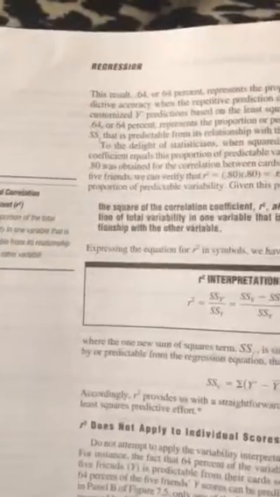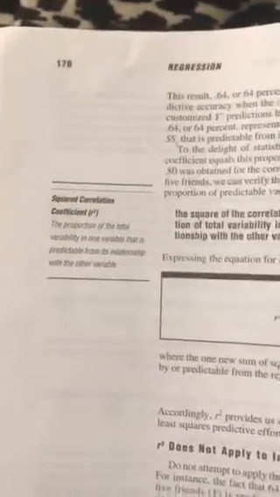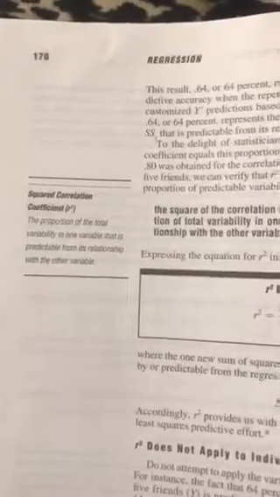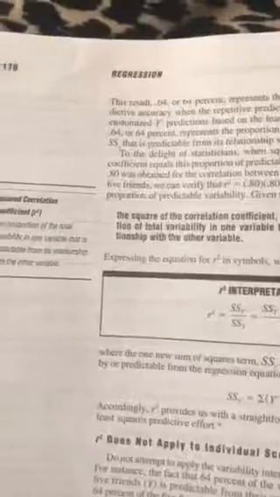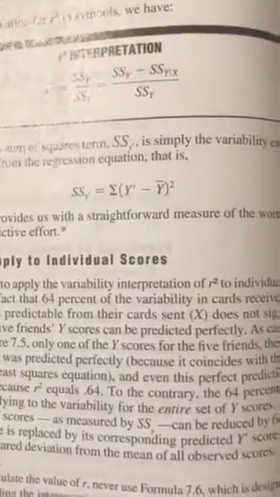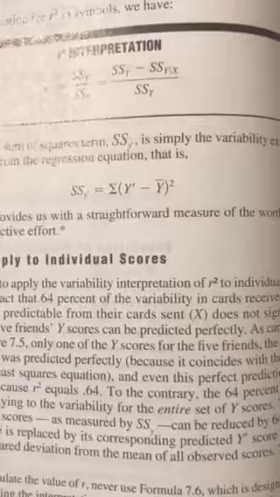And then we go into the squared correlation coefficient, which is r squared, which is the proportion of total variability in one variable that is predictable from its relationship with the other variable. And this is the interpretation they give you. But the equation that you would use to find this would be SS subscript y prime equals the summation of y prime minus y mean, squared.